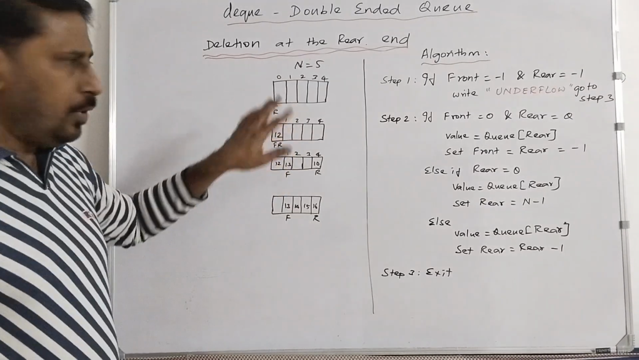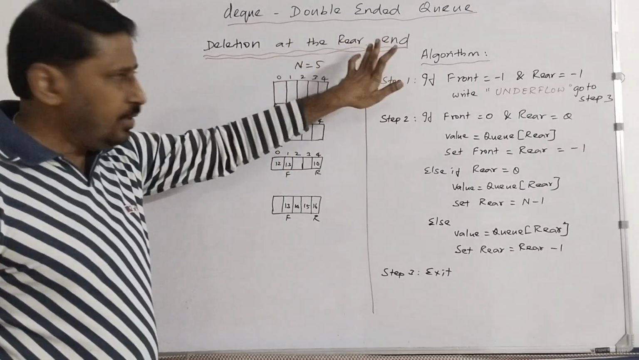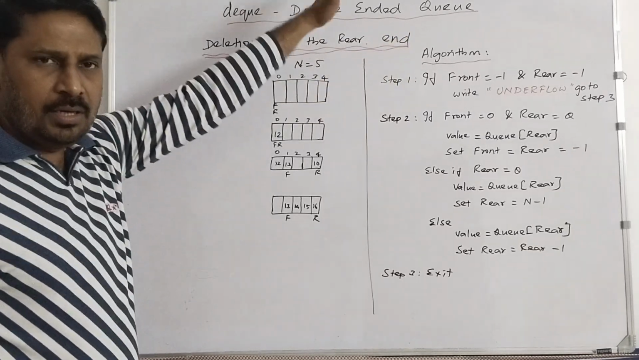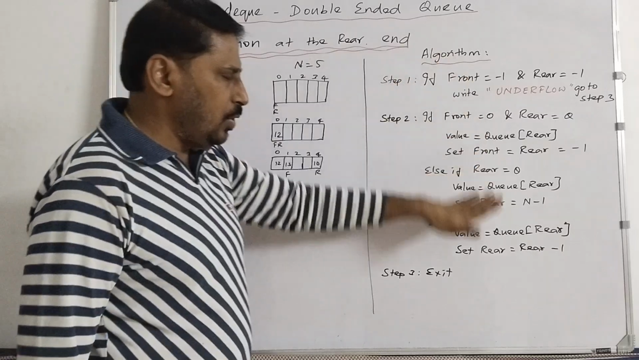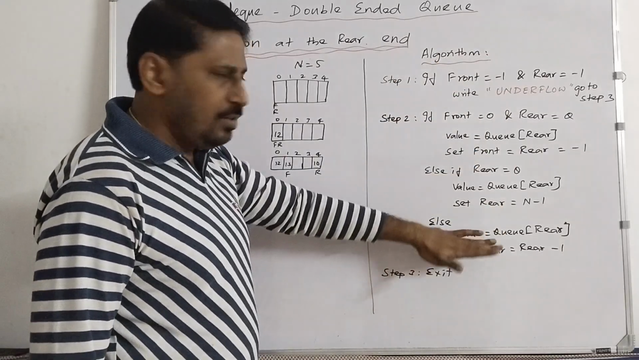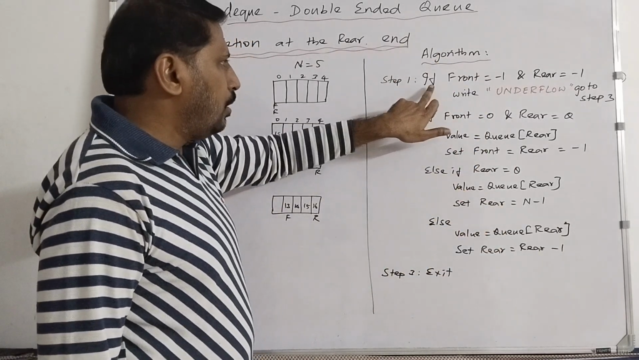So in this video, we are going to see deletion at the rear end in a double-ended queue. It is called DQ. So the algorithm is given. All the possibilities are also discussed in this algorithm.